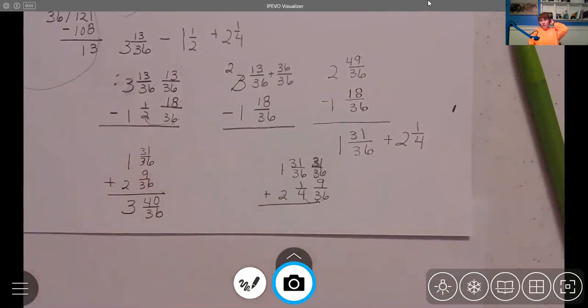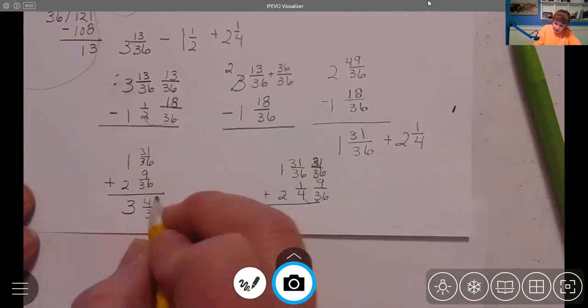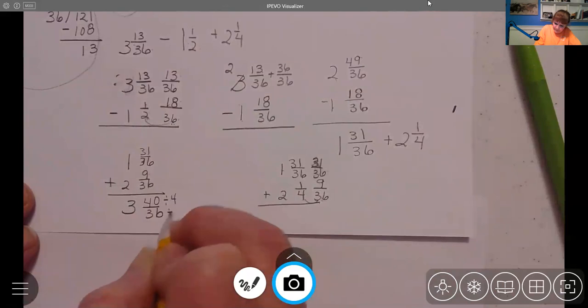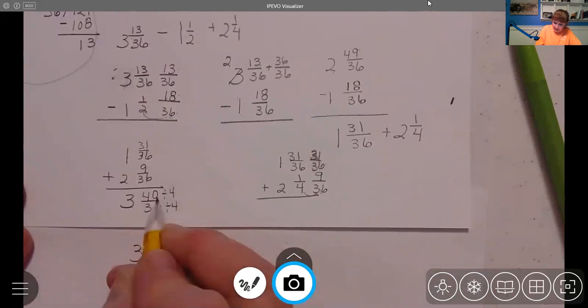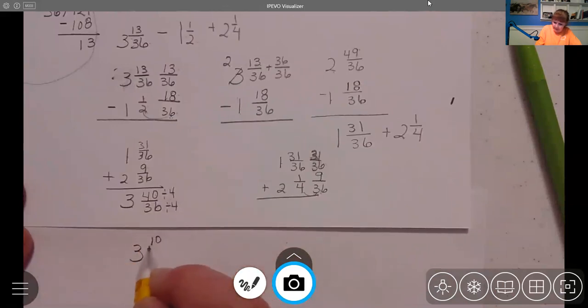I'm going to reduce this before I make this a mixed number, because I know that 4 goes into both of those. That's the highest number. So I'm going to divide both of these by 4. So we have 3 and 40 divided by 4 is 10. 36 divided by 4 is 9. And I need to make this a mixed number. 9 into 10 goes once. 1 and 1/9.